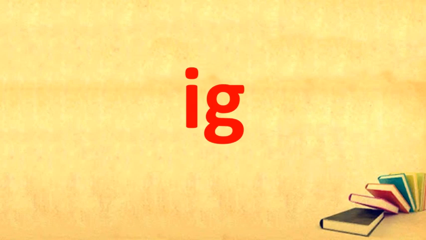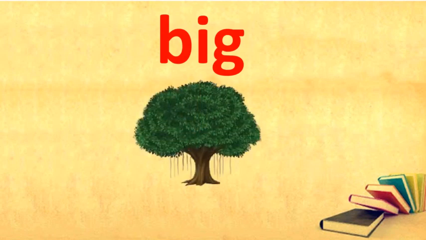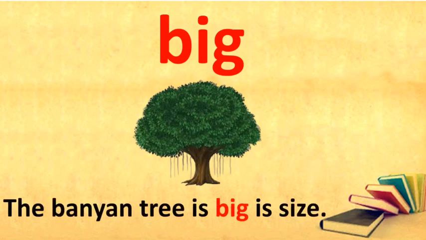Which two-letter word can you see on the screen? Ig. When b joins them, it becomes b-ig, big. Children, please repeat after me. B-ig, big. What does big mean? Big refers to a size. Here you can see the picture of a big tree. And we can use the word big in a sentence like, the banyan tree is big in size.